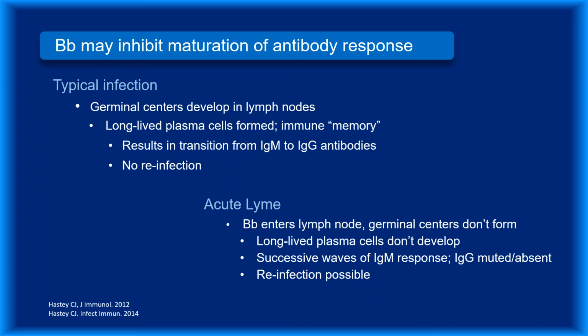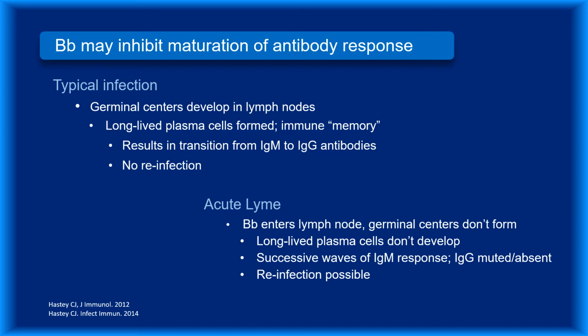Usually, when the presence of a pathogen is detected, germinal centers form within lymph nodes and ultimately give rise to long-lived plasma cells. As the antibody response matures, IgM antibodies give way to IgG. This is the basis of immune memory, which reduces the likelihood of reinfection. However, research by Hasty and colleagues suggests that B. burgdorferi can interfere with this process.